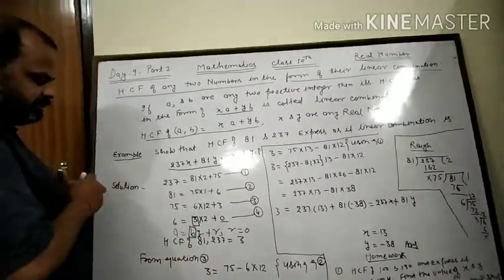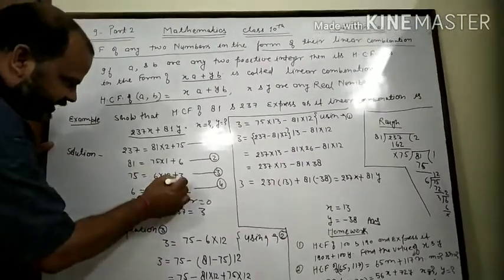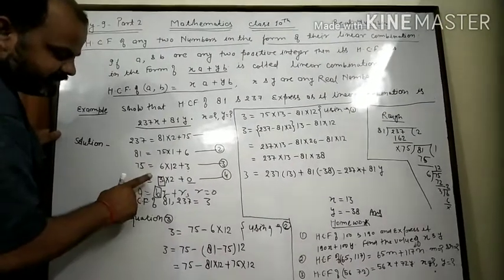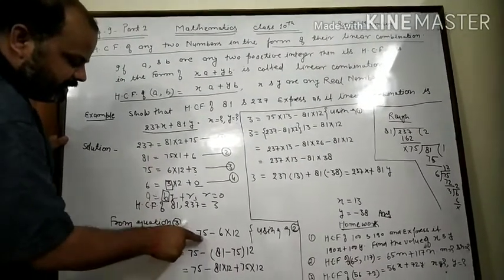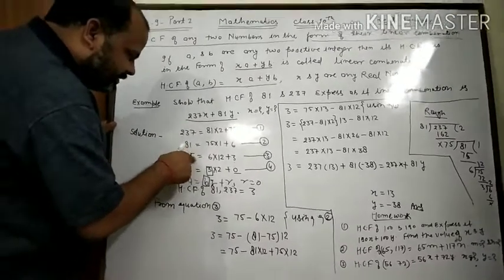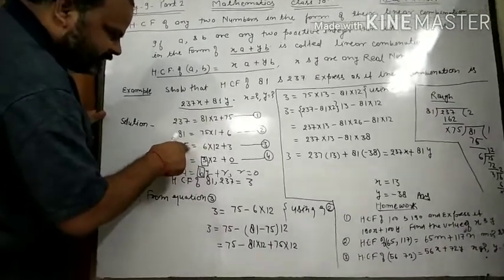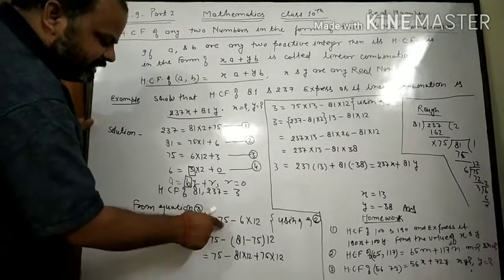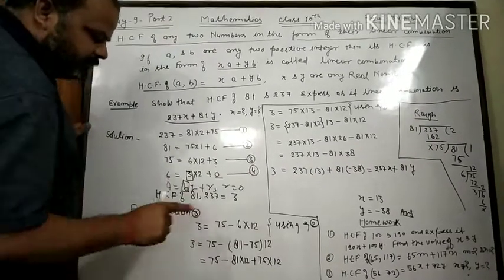In equation 3 you see 3 is written, because 3 is the HCF of both. Then 3 is written. This 6 into 12 comes to this side, then there is a plus sign, and when it comes to this side, its sign is changed. Then 75 minus 6 into 12.